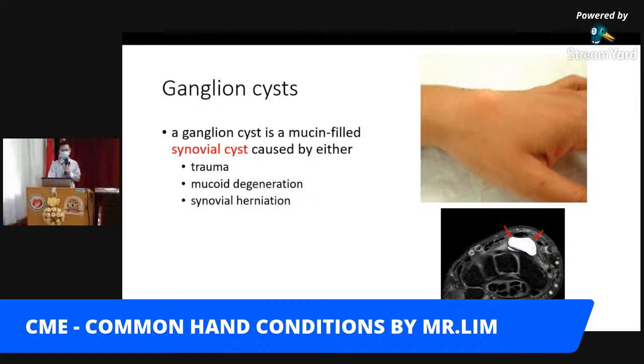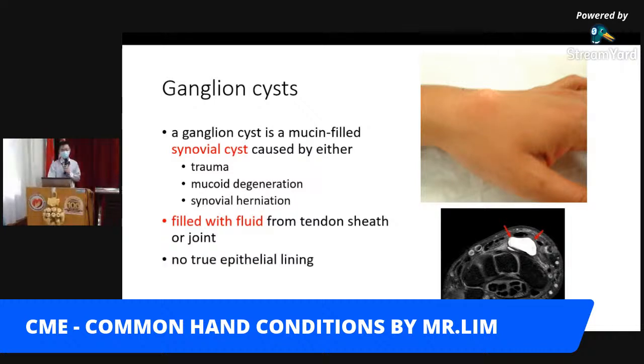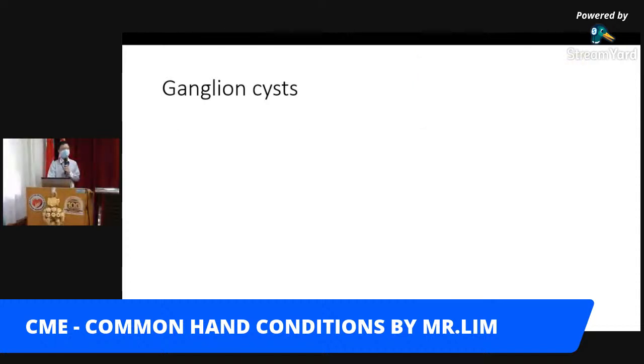We can see that it is filled with clear fluid. Sometimes it can be from the tendon sheath as well, not only from the joint, because as we know, synovial joints and tendon sheaths all have a synovial membrane, so they can form ganglion cysts. Later we will talk about it. There's no true epithelial lining in ganglion cysts. They are all synovial cells only.